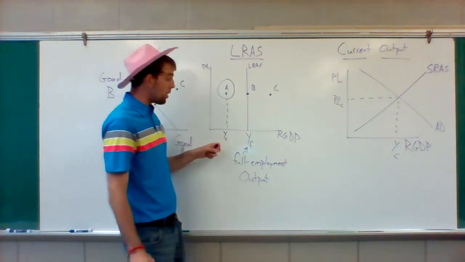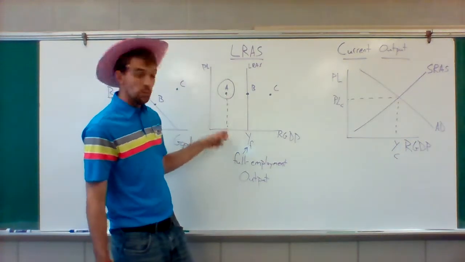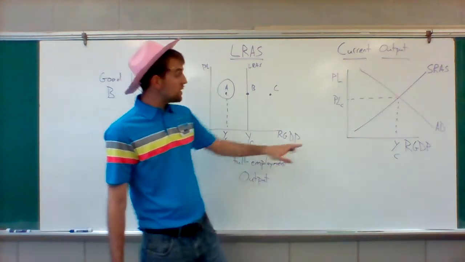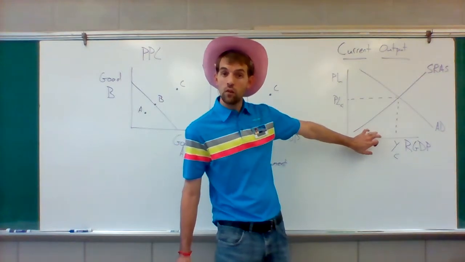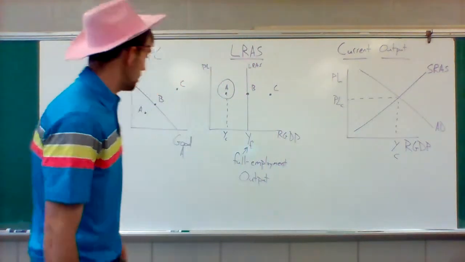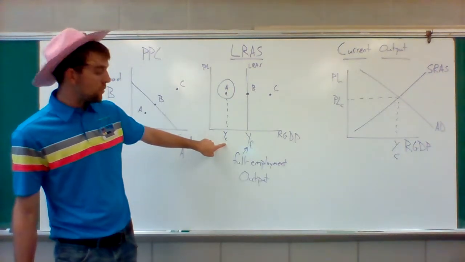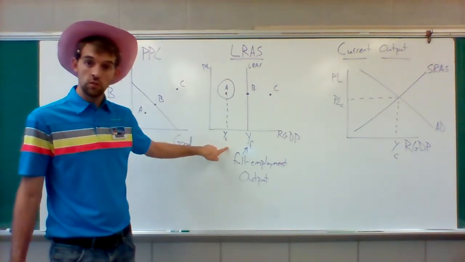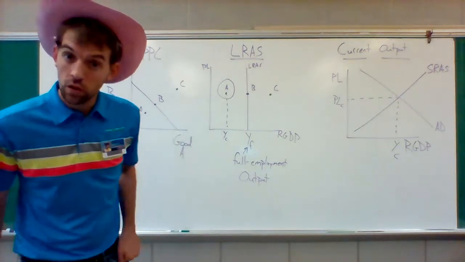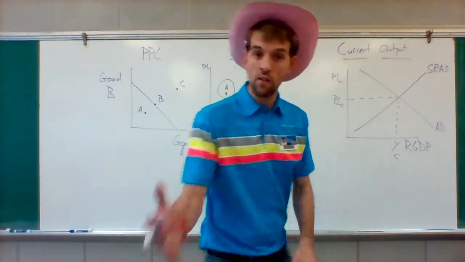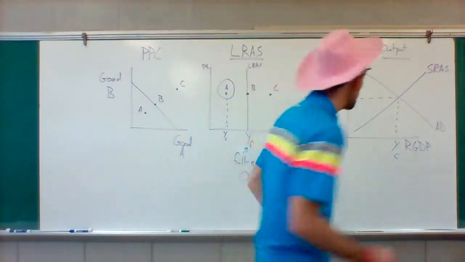So let's say we want YC to be what we're doing right now. We need to place our long-run aggregate supply curve over here. What do you notice about YC compared to YF? At A, YC is far below YF. So we have YC here, we don't have YF. Watch what I do.